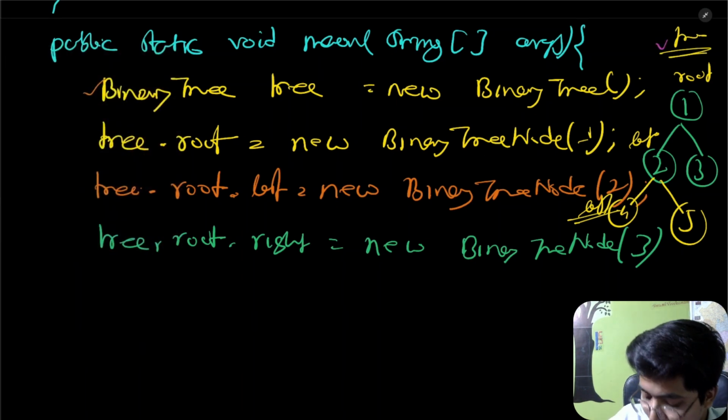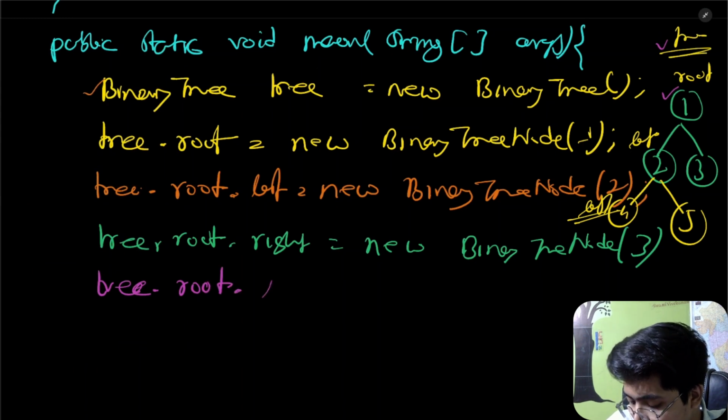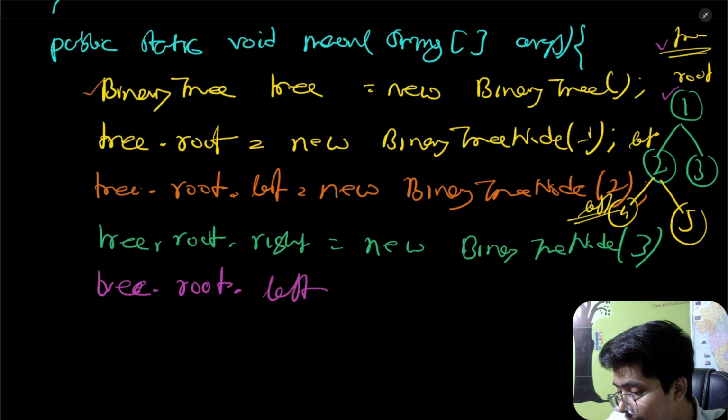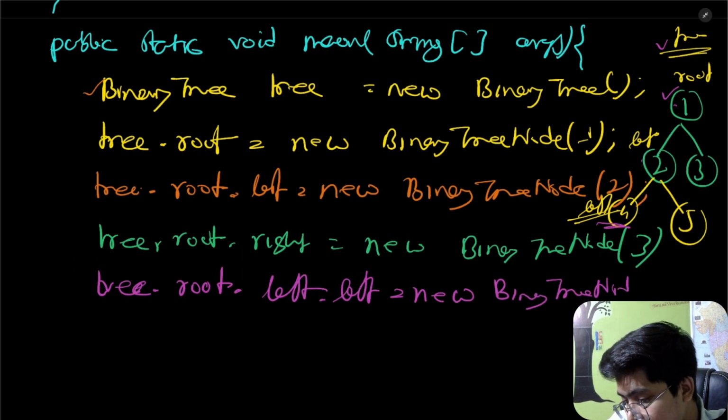First we'll be writing tree, because we are accessing this object tree, then dot root because we are starting from here. Then we'll come to the left section, dot left. We want to insert this 4 in the left section, so dot left equals new binary tree node, and we inserted the 4 here.